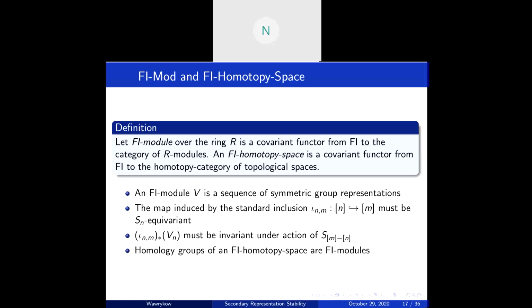And so we can see, or at least I'm going to hope that this is not too bad, that if you take the homology groups of an FI-homotopy space, these are going to be FI-modules. And this really just corresponds to saying homology is a nice functor from homotopy spaces to R-modules. So you're just combining the functor from FI to topological spaces with a functor from topological spaces to R-modules.